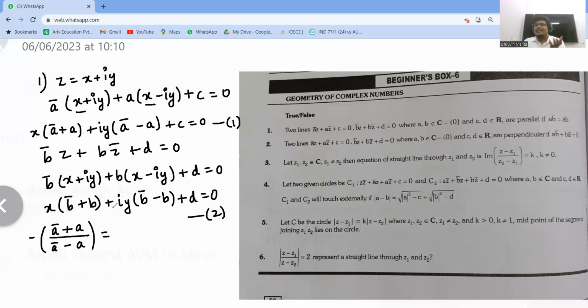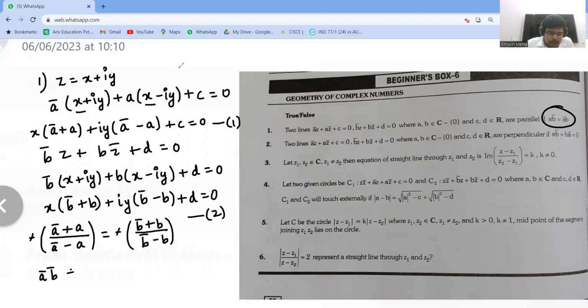Yes, it's basically minus a by b, if you remember the formula. And for the second one, it will be negative of b bar plus b upon b bar minus b. Are you following this? Now we have to cross multiply completely and solve it, Arush, and we will land at this. So let's do it, minus minus will get cut first. Now multiply: a bar a into b bar b bar.